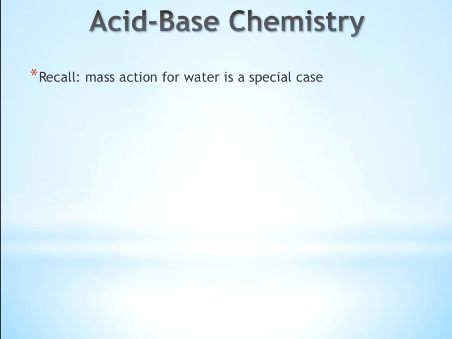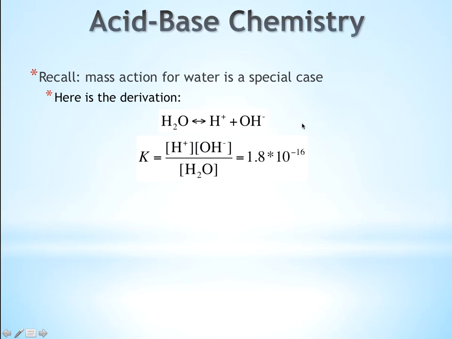Okay, so the second thing that becomes important with this acid-base chemistry is to think about the mass action law, and then also remember that the mass action for water is a special case. So in case you wanted to see the derivation of that, here it is. Here is our equation with water dissociating into hydrogen and hydroxyl. And here's what that mass action equation would look like if it were a normal one.